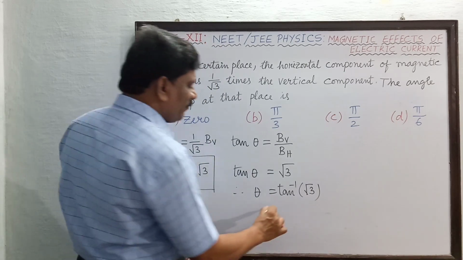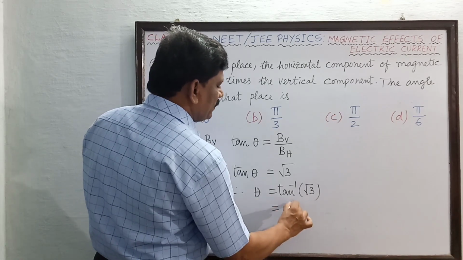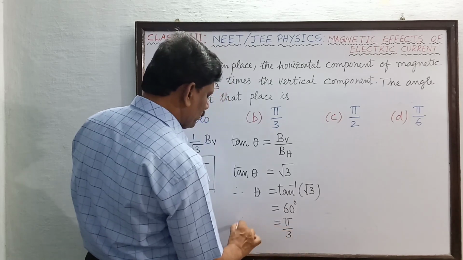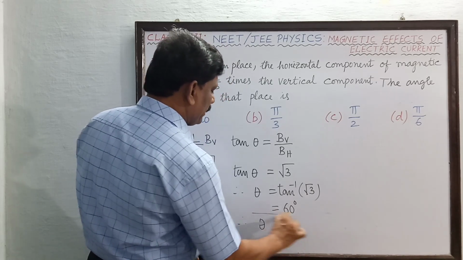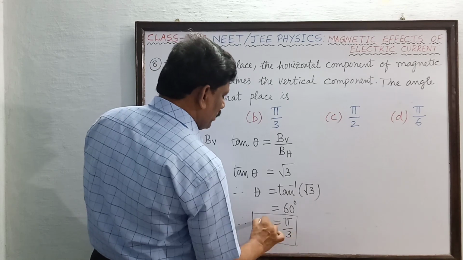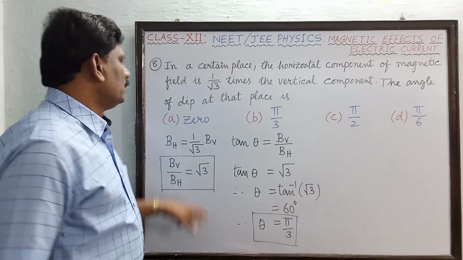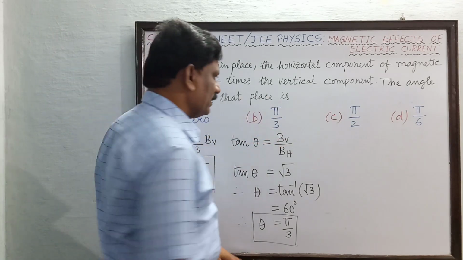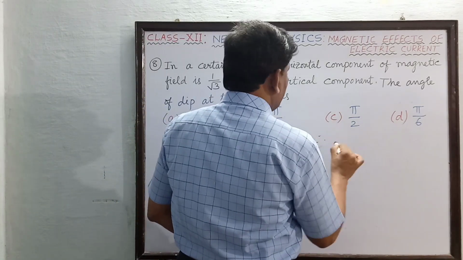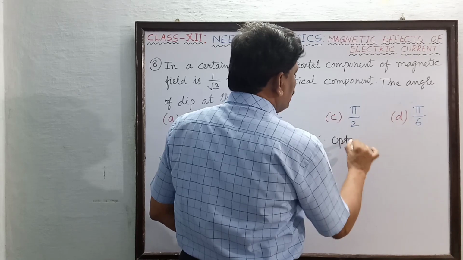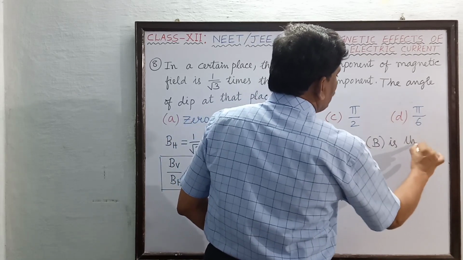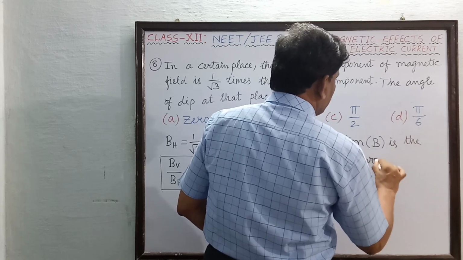So, tan inverse of root 3 is equal to what? 60 degree. This is also equal to what? Pi by 3 radian. Okay. Therefore, theta is now equal to pi by 3 radian. So, first option is not correct. Second option B is the right answer. So, theta is equal to pi by 3. That is, option B is the correct answer.